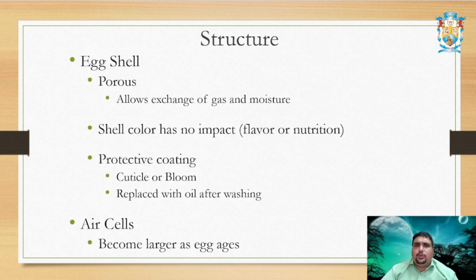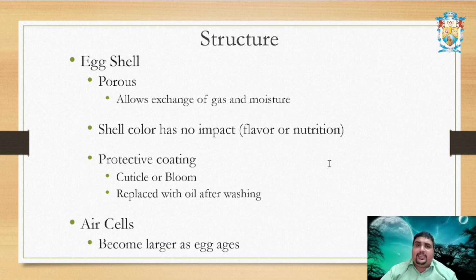Next, we move on to the structure of an egg. You have seen the parts. Now, this is the eggshell. What is the eggshell all about? It is a porous framework, or an outer covering of an egg. Remember, it is porous, so it doesn't allow the liquid to go out, but it allows the exchange of gases and moisture.